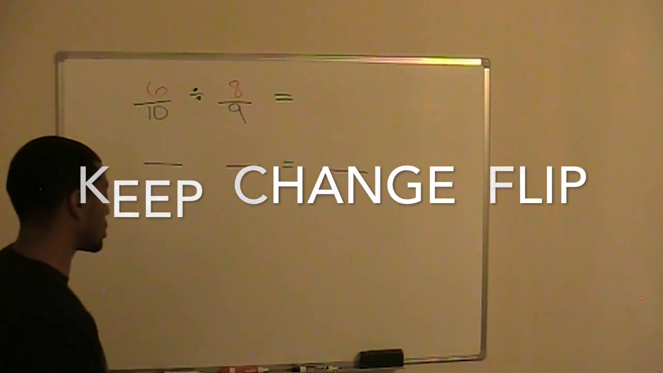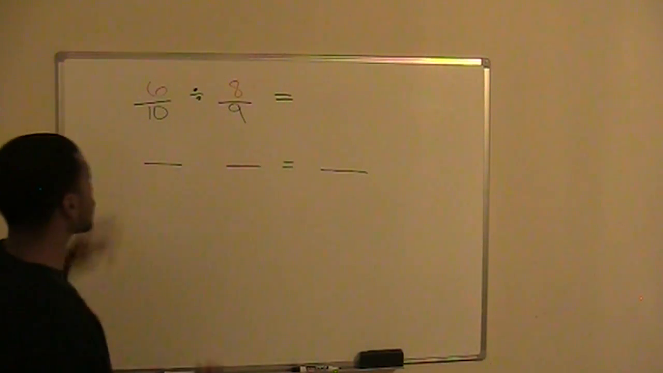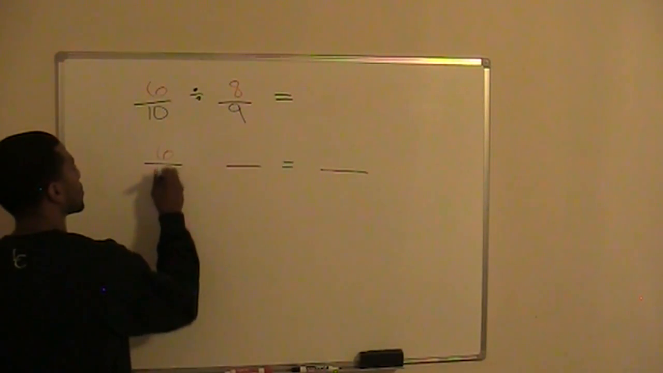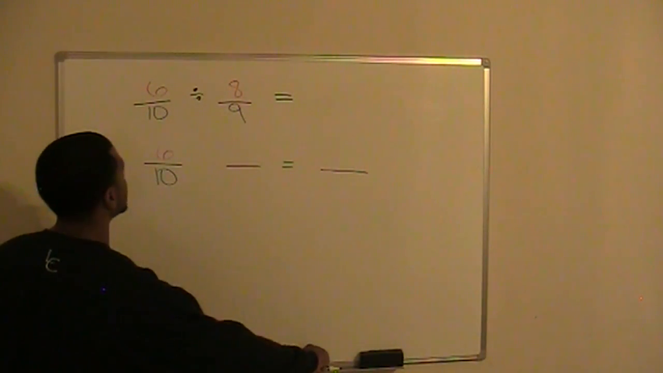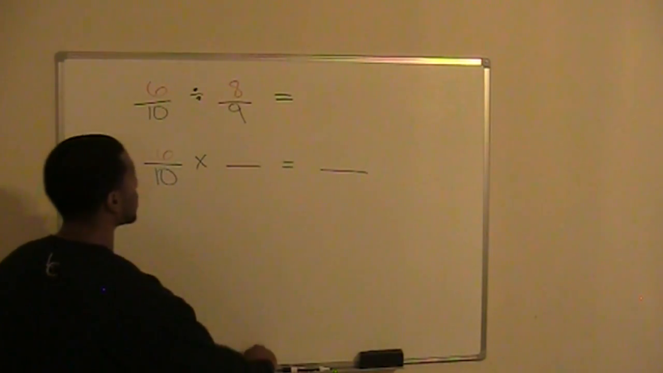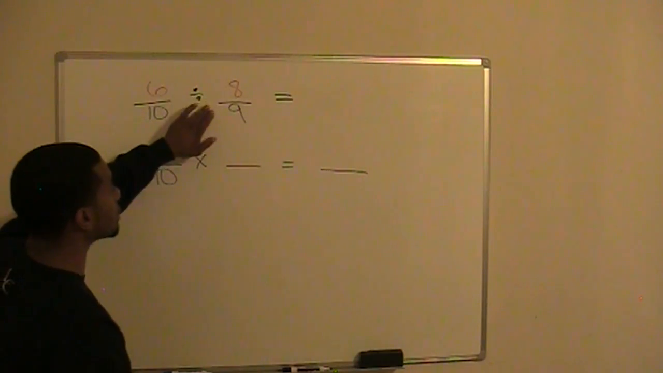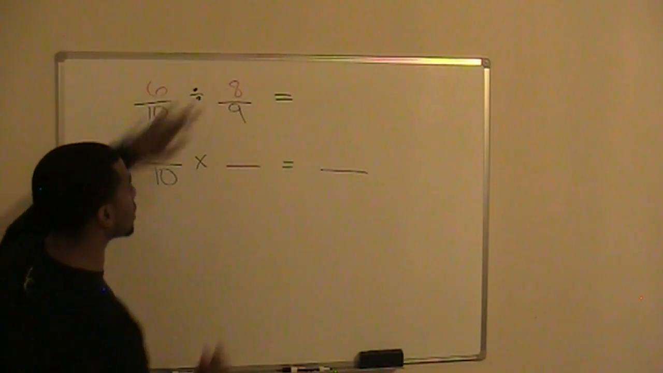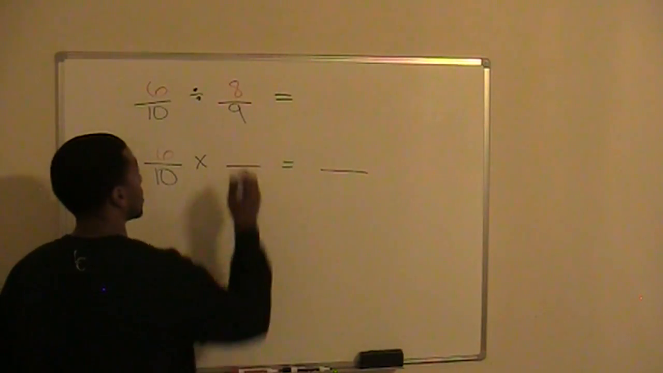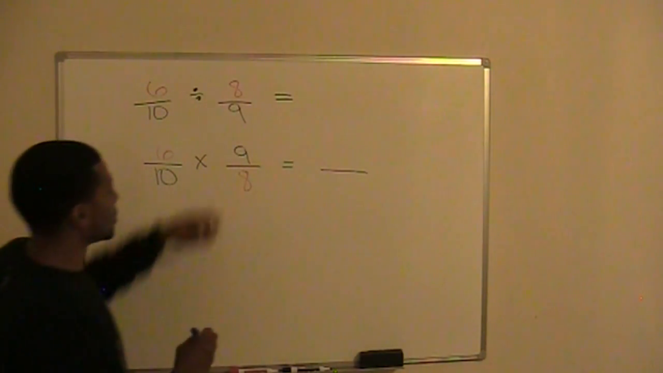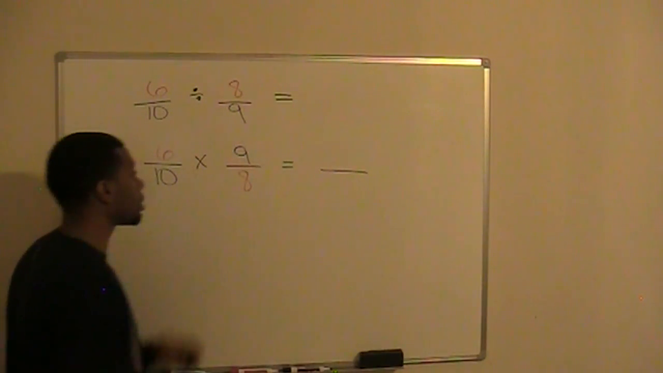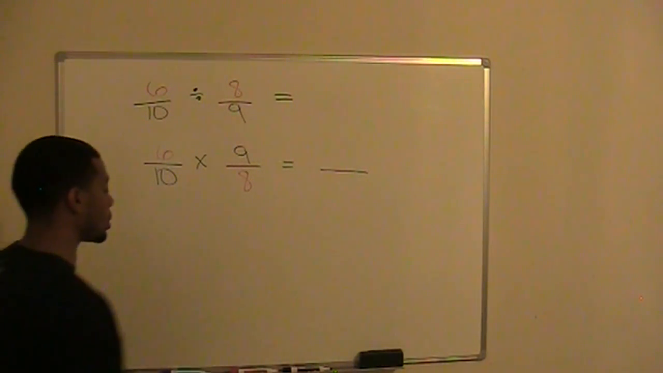So the first fraction is 6/10. We're going to keep that exactly the same. We're going to change the symbol from division to multiplication, and then we're going to flip the last fraction. So the numerator will now become the denominator. So the 9 is on the top and the 8 is on the bottom now. And now we're going to multiply like we normally will.